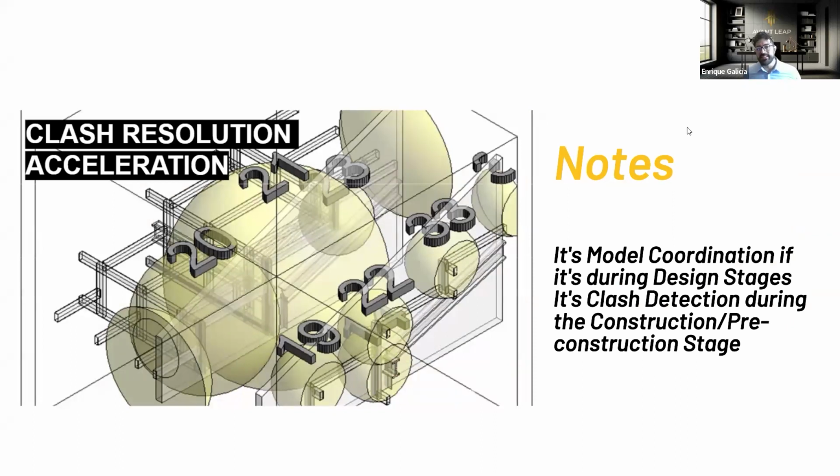A note on that: it becomes model coordination if the project is in the design stages, because in that case it's not a clash, it's just part of the process. But when it comes to clash detection, it's because the design has already been done, and when they're getting everything integrated, we get some conflicts that might arise, and we want to avoid them so that they won't happen.